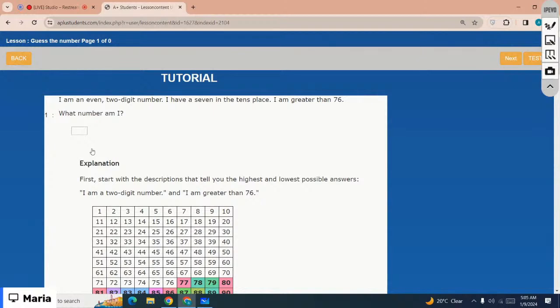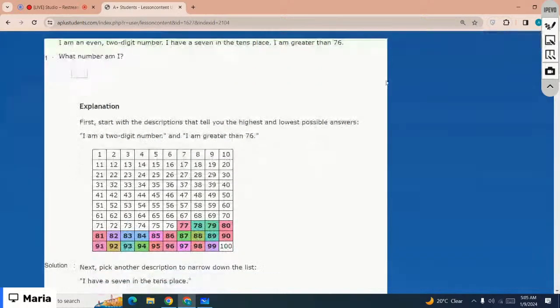I am an even two-digit number, right? Even number and a two-digit number. I have a 7 in the tens place and I am greater than 76. So you have to find a number that is even, a two-digit number, must have a 7 at the tens place and is greater than 76, right?